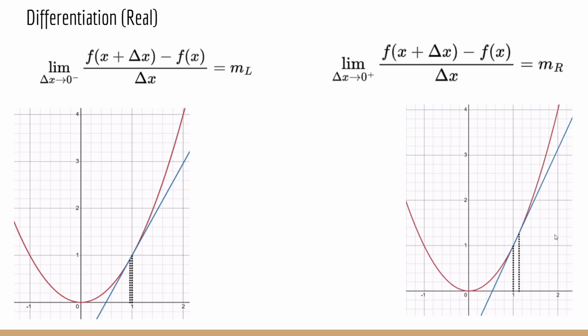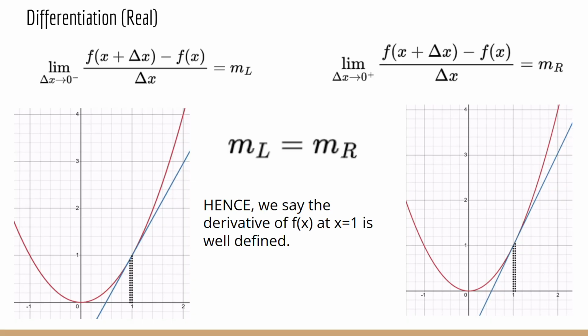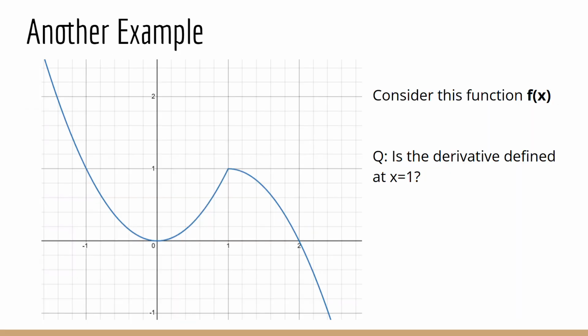If these two gradients are equivalent to each other, which is pretty evident from these two animations, they are the same as each other. So if ml equals mr, that means the derivative of our function f of x is well defined at point x equals 1. So this is the condition for our derivative to be well defined: as we estimate our gradients approaching our point from the left, and from the right, if these two gradients are the same, we say the derivative of f of x is well defined at that point.